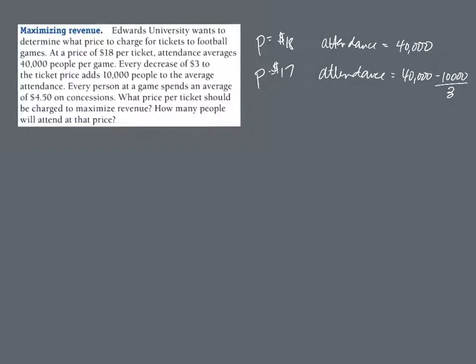All right, and it says every person at a game spends an average of $4.50 on concessions. What price per ticket should be charged to maximize revenue and how many people will attend at that price? All right, so we've got two different things going here in our revenue. So let's try and write that out before we even start to put on any formulas. So revenue is two parts, right? Revenue from ticket sales plus revenue from concessions.